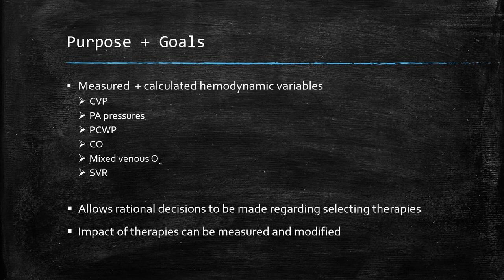The purpose of the pulmonary artery catheter is that it can provide hemodynamic data that can't be obtained from clinical examination. Some of the measured values obtained from a pulmonary artery catheter include the CVP, pulmonary artery pressures, the pulmonary capillary wedge pressure, the cardiac output, and the mixed venous O2 saturation. The systemic vascular resistance is a calculated value that requires the CVP, mean arterial pressure, and cardiac output as inputs. The goal of the catheter is to allow rational decisions to be made regarding selecting various therapies. And importantly, another goal is that the impact of the therapies can be measured and modified as necessary.